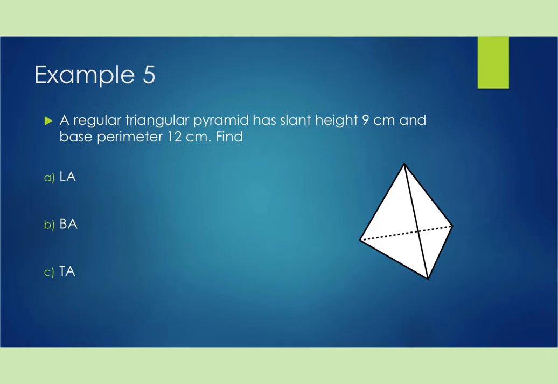All right, example 5. A regular triangular pyramid has a slant height of 9 and a base perimeter of 12. Find the following. So lateral area is 1/2 perimeter times the slant height. Base area is going to be the area of the base. No, sorry. The base area is the area of the triangle on the bottom, and it's equilateral. And then total area is the base area plus the lateral area.